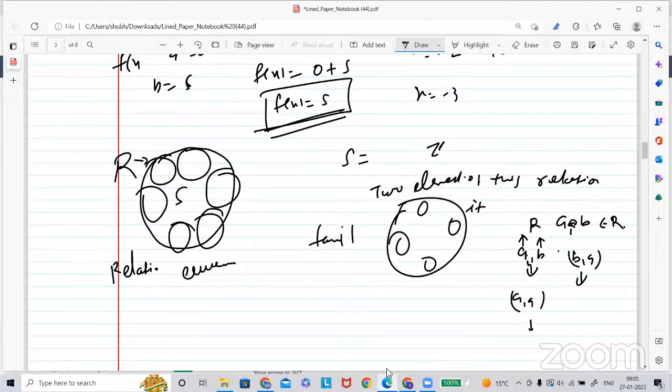Now, if you check the transitivity, if A and B are from the same parent, and B and C are from the same parent, that means A and C are going to be from the same parent. That means this relation is going to be an equivalence relation.